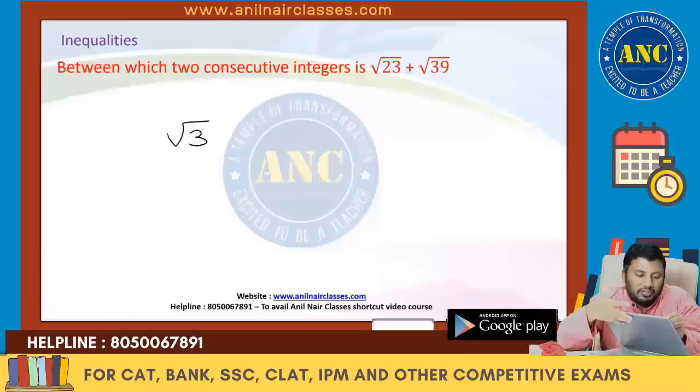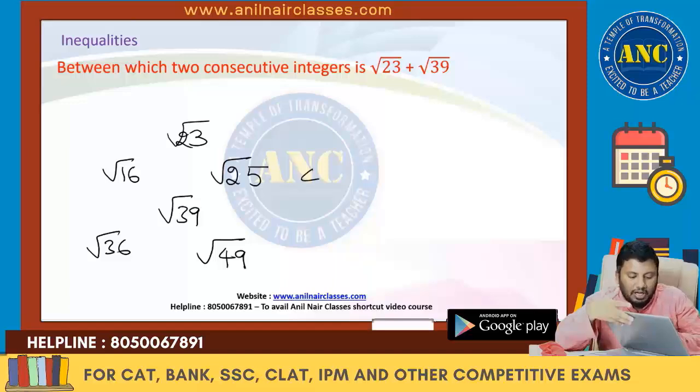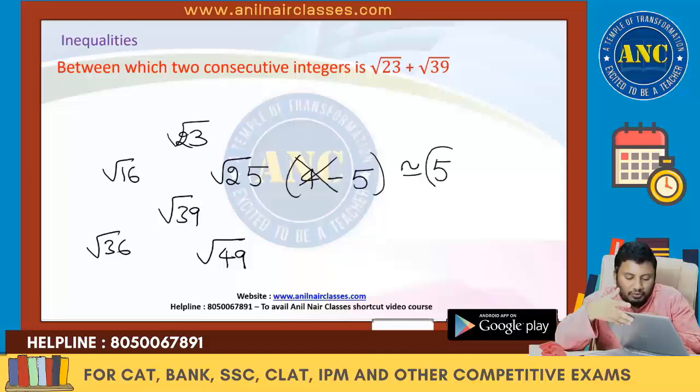Root 23 is between root 16 and root 25. Root 39 is between root 36 and root 49. So root 23, I wrote it as 4 to 5. Actually it is not 4 to 5. It is closer to 5. Am I right? Root 36 to 49 is 6 to 7.